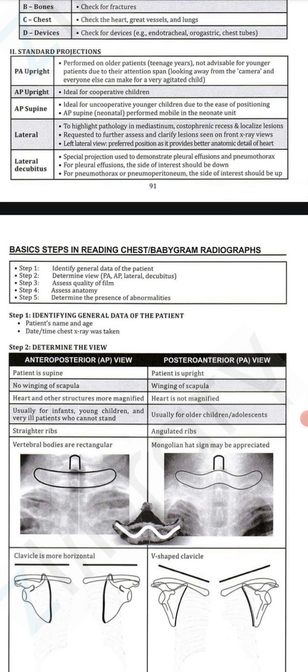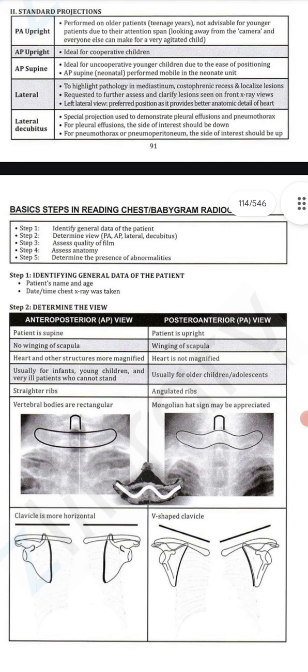Identifying the general data of the patient: the patient's name and age, and the date and time the chest X-ray was taken. Second step, determine the view, anteroposterior or posteroanterior. If the patient is supine, there is no winging of the scapula. The heart and other structures are more magnified. This is usually for infants, young children and very ill patients who cannot stand.